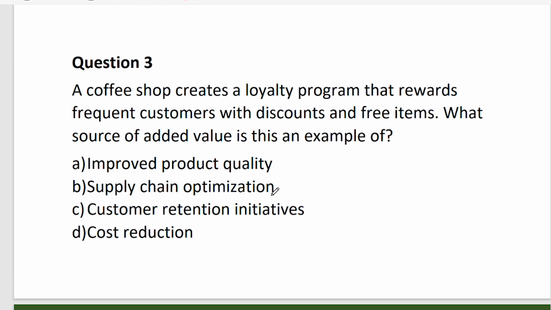And number 3, a coffee shop creates a loyalty program that rewards frequent customers with discounts and free items. What source of added value is this an example of? Improved product quality? Nope. They're just rewarding customers, right? So this one has to do with customers. Supply chain optimization? Not really. Customer retention? Definitely, they're trying to retain the customers. So the answer here is customer retention initiatives. Those are just examples of questions that test you.